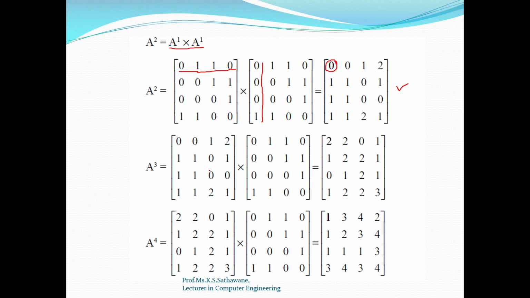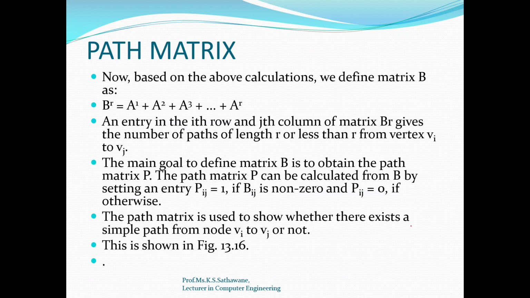Now for the A cube matrix, what will you do? You will multiply the A square matrix with the A raised to power 1 matrix, and you will get the resultant A cube matrix. For A raised to power 4, you will multiply the A cube matrix with the A raised to power 1 matrix, and you will get the resultant A raised to power 4 matrix. So this is how you calculate the path matrix.